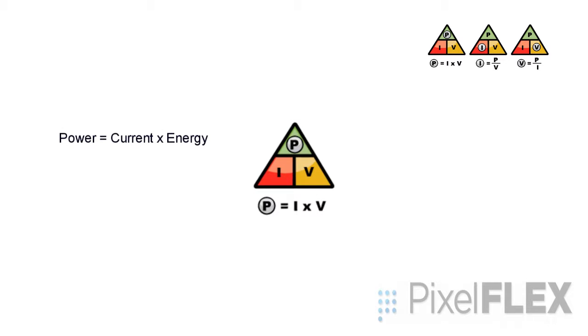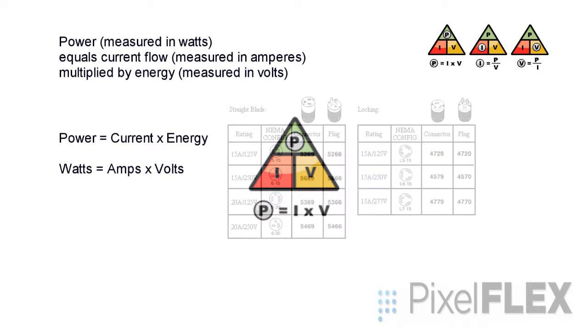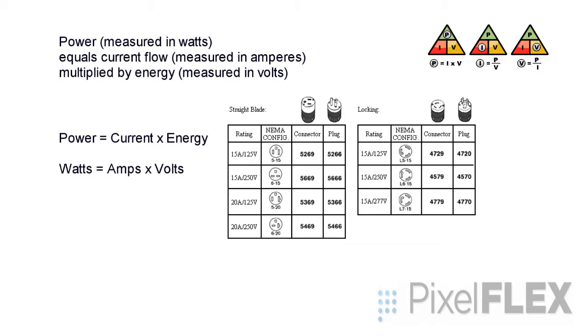Power equals current multiplied by energy. A more practical way to express this is watts equals amps multiplied by volts. Power circuits will typically have the voltage and current output defined. So what we need to determine is how many watts we need for our LED array and calculate how much current we need. We can then determine how many circuits are required to achieve the amount of current required.